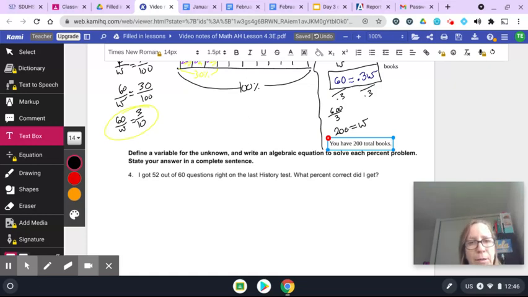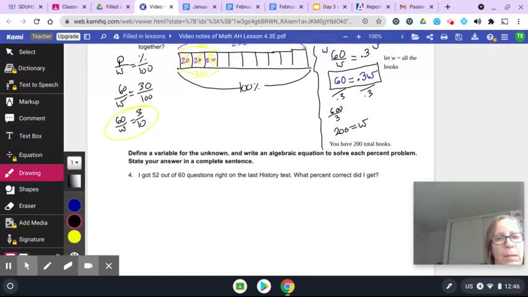Okay, I got 52 out of 60 questions right on the last history test. What percent correct did I get? So I'm still starting the same way. My part over my whole equals my percent over 100. So I got 52 out of 60 questions right. Well, 52 is the part, and 60 is the whole. And I'm looking for my percent.